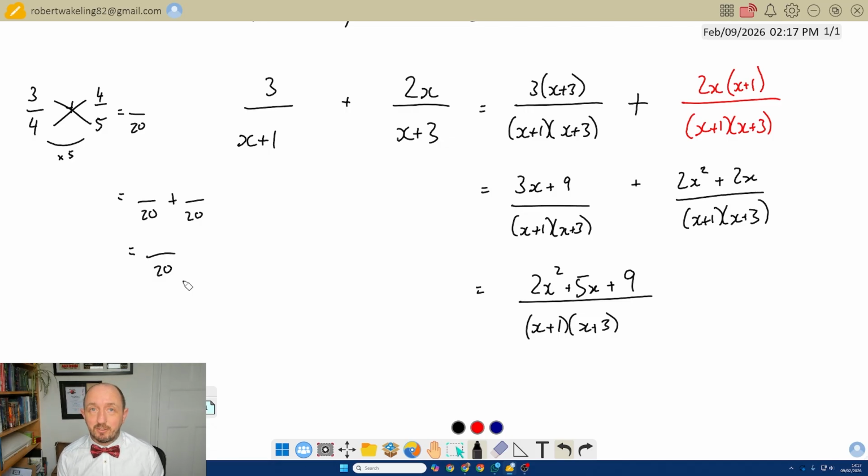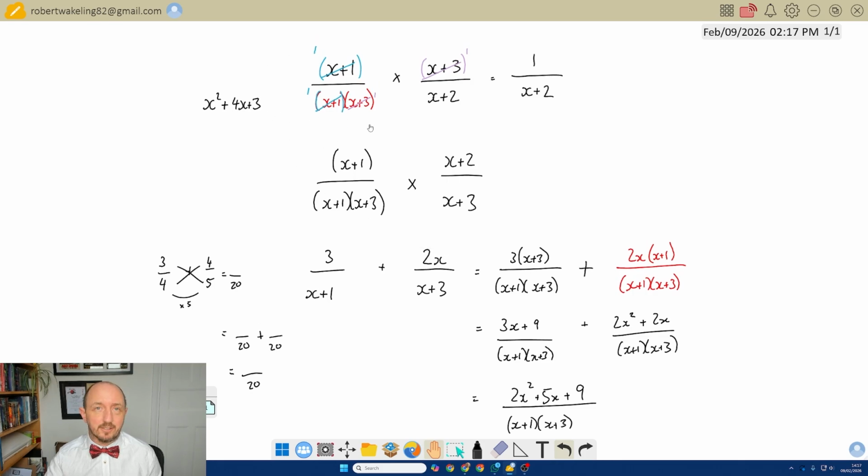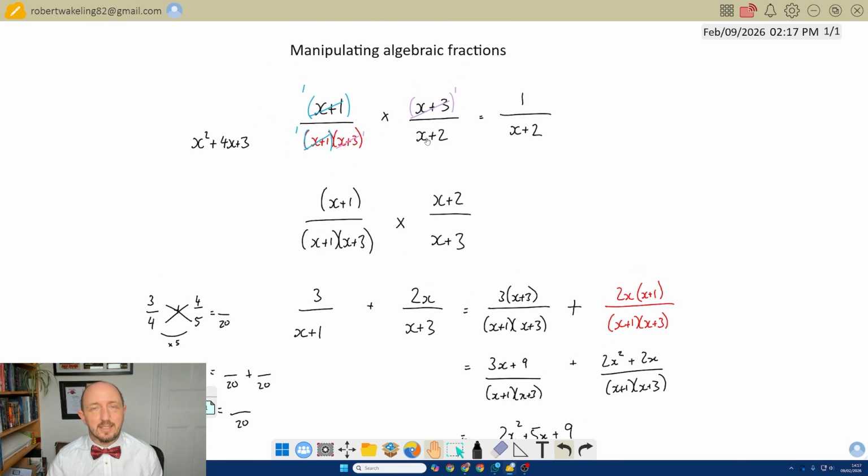Essentially, you have to be really comfortable with adding, subtracting, multiplying, and dividing normal fractions, and then with the algebraic ones, the added difficulty is we have to factorize first so that we can do this cross-cancelling after we multiply.